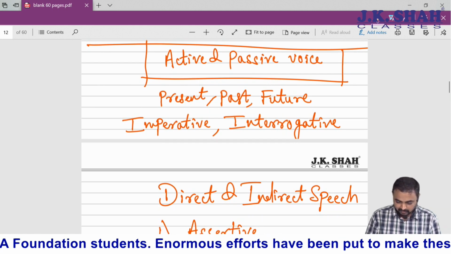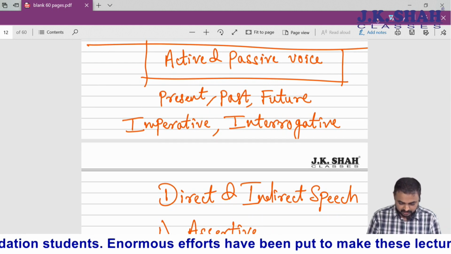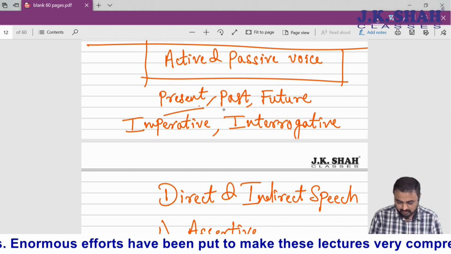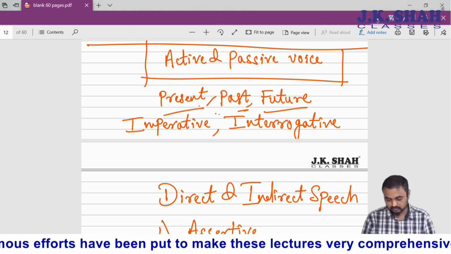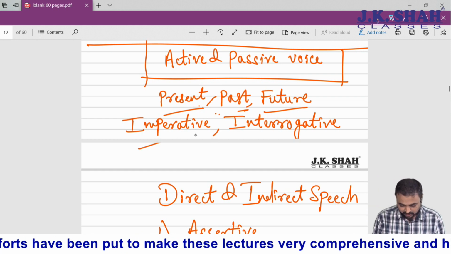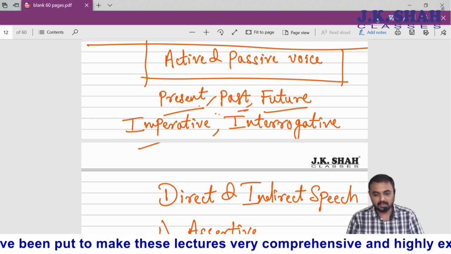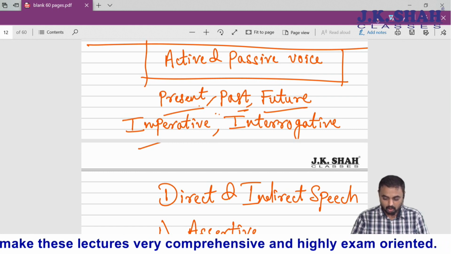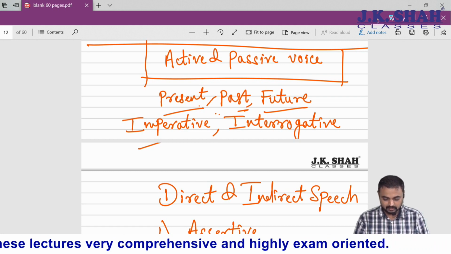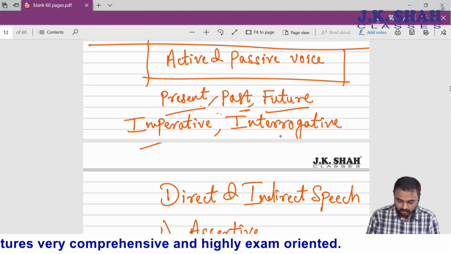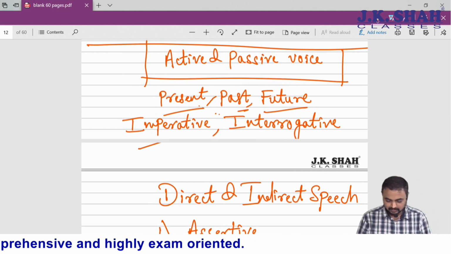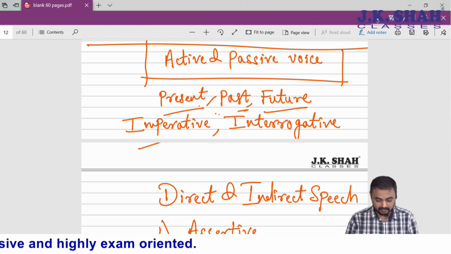Here you will go through the various forms of questions in active and passive voice. They can ask the question in present tense, past tense and future tense. They can also ask the question in imperative form. Imperative means the question is given in the form of an order, request or advice. It can be an interrogative sentence, also an exclamatory sentence.